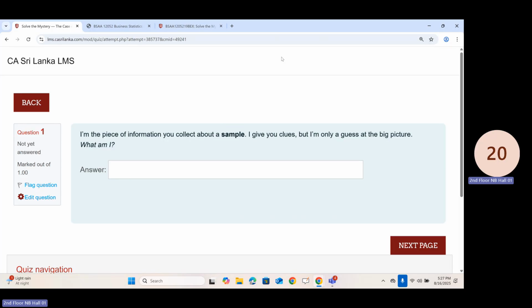Statistic means the numerical value that describes the characteristic of a sample. This one says that: a piece of information you collect about the sample. Using the statistic, finally, we can estimate the parameter also. Then, based on the statistic value, we can make a conclusion about the population. Population is the big picture. Is it clear? Okay, the next one.